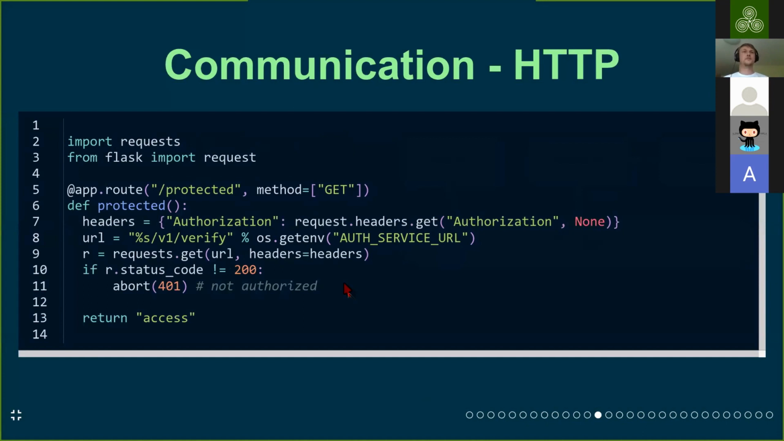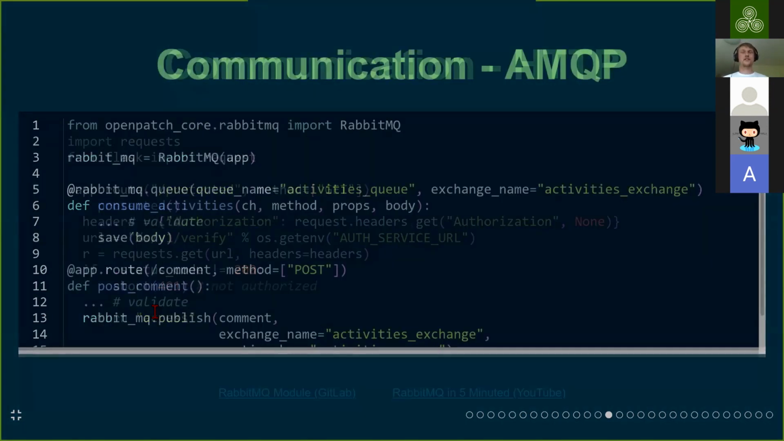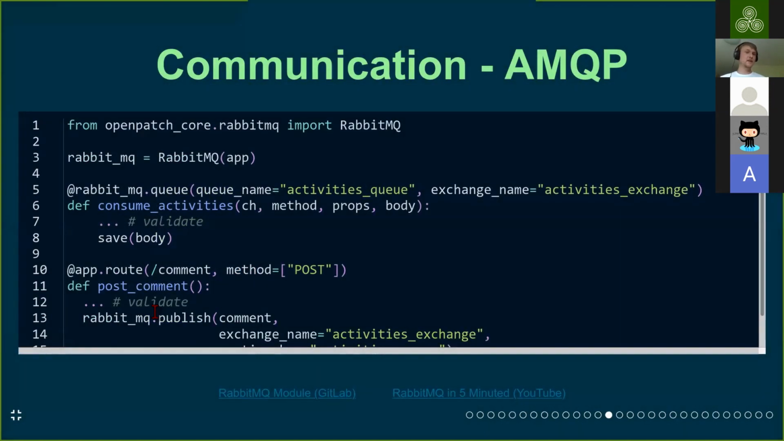The HTTP communication is what you have already seen. You just pass in the authorization header, call any URL or route from any service you want, act upon the response, and then return your results. So this is communication over HTTP in the microservice architecture. Communication over AMQP is a little bit more advanced, I would say.